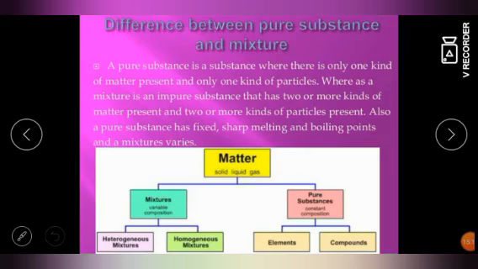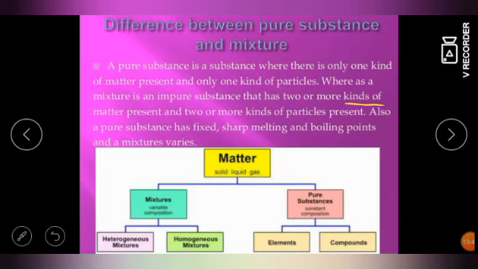Difference between pure substance and mixture. As we know, we have already done pure substance. A pure substance is a substance where only one kind of matter is present, only one kind of particle. Whereas a mixture is an impure substance. There are two or more than two kinds of matter present, and two or more kinds of particles also present. Also, a pure substance has a fixed, sharp melting and boiling point, and a mixture varies.